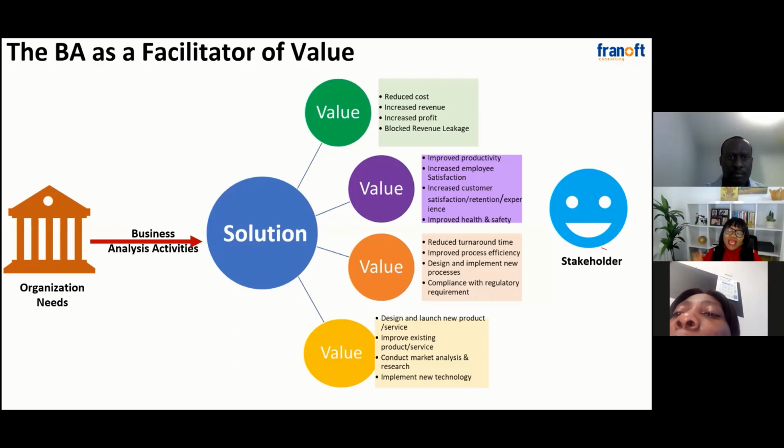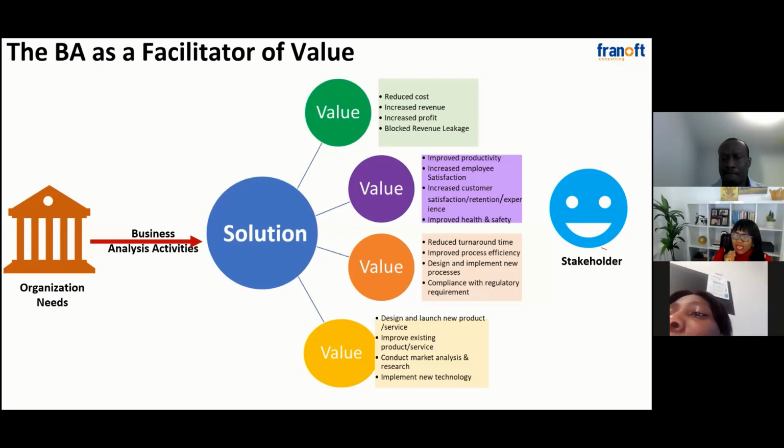You are improving the health and safety of your stakeholders. It could be your employees, because your employees are important. It's not all about the external customer. Internal stakeholders are also very important in any business analysis activity you engage in. You can also create value by reducing turnaround time.